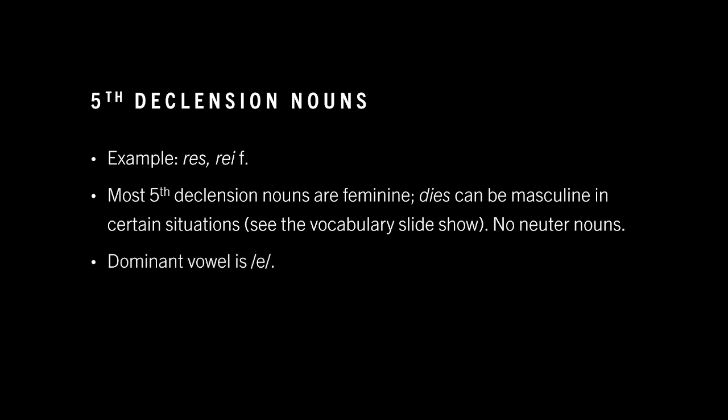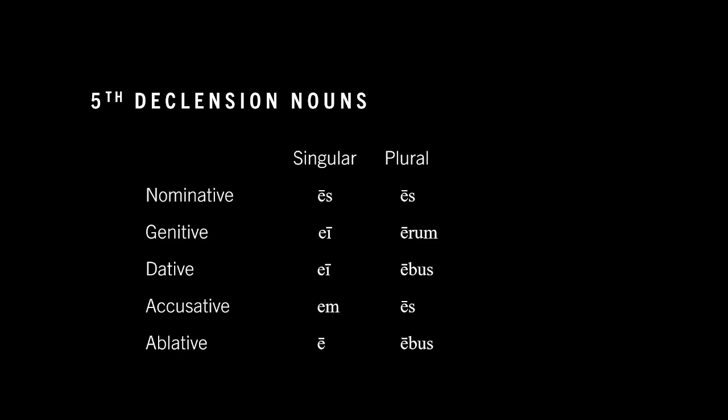Okay? The dominant vowel is E, as you can see from the example up there, res, rei. And then here's the endings. Es, ei, em, e. Es, erum, ebus, es, ebus. So you've got all of our universal rules in play here. Es and ei, those are given. Ei, the dative, you've got I paired with the dominant vowel.